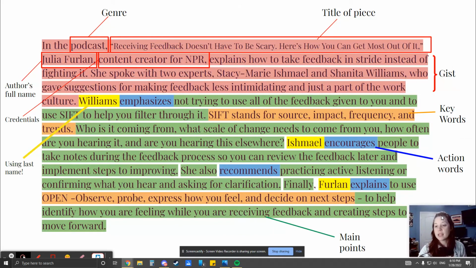If you want to read the podcast itself, it is actually pretty good because it's about how you can get the most out of feedback. So I break it down piece by piece. This is the genre. The genre is podcast. This is the title of the piece. This is her full name, her credentials. And for credentials, you want to make sure you're including the most important thing.